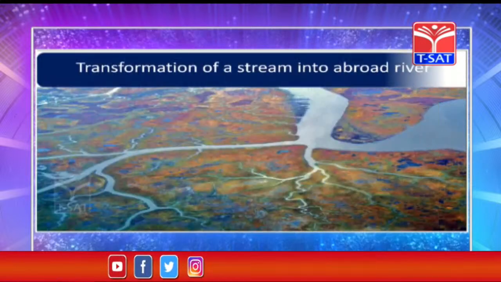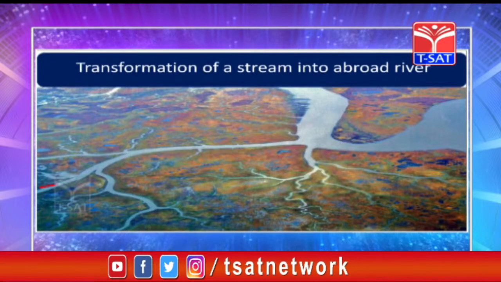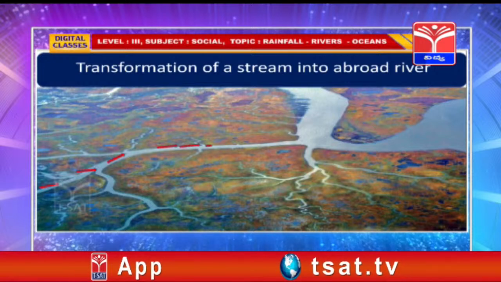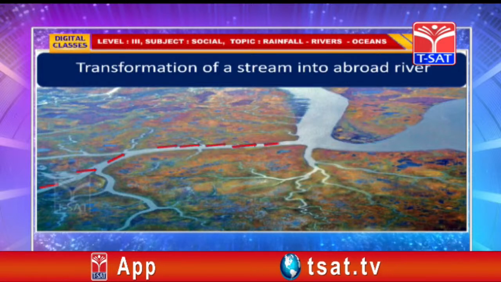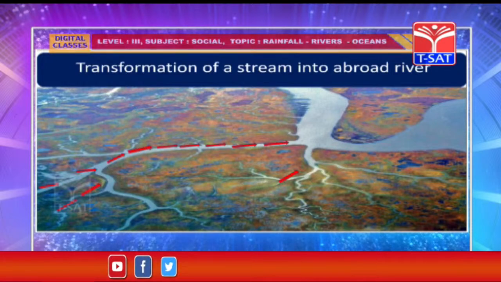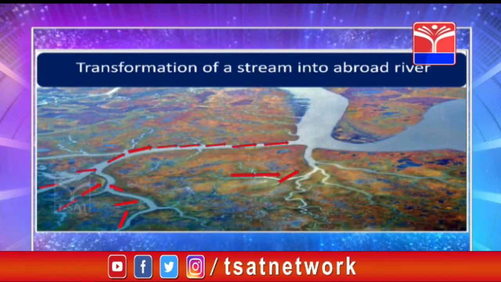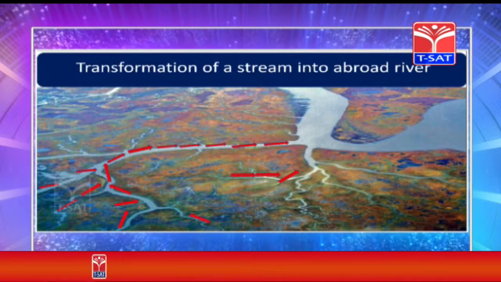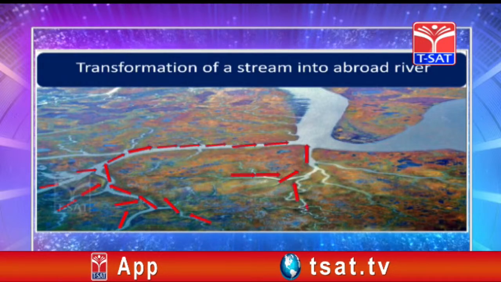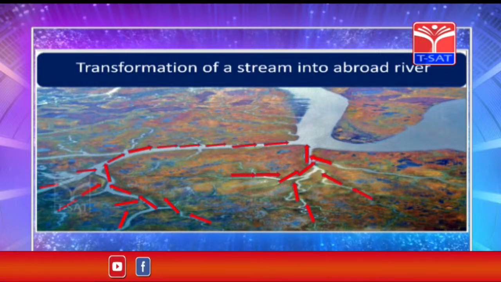Now let us learn about the transformation of a stream into a broad river. At its source, a river usually starts in the form of a thin stream. As it flows further, it gets bigger and broader. This happens because many small streams join it as it flows. Smaller rivers or streams which join a large river are called tributaries.